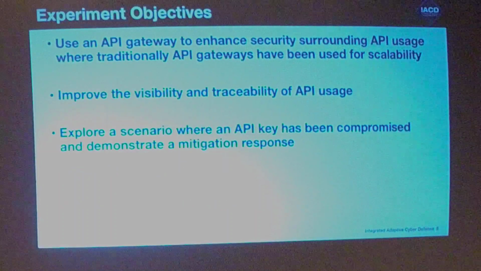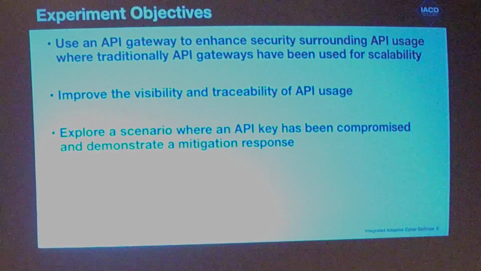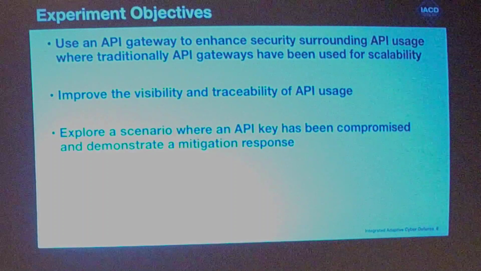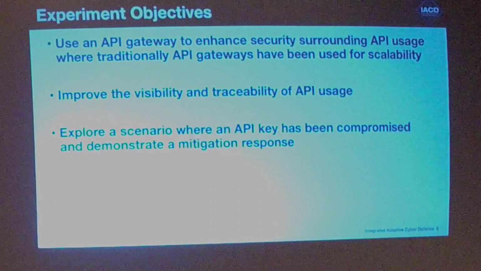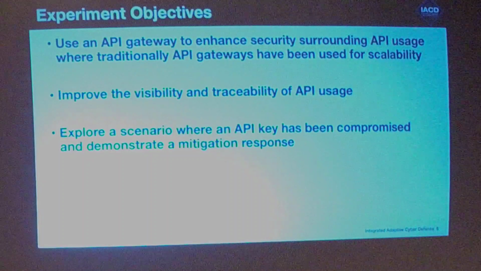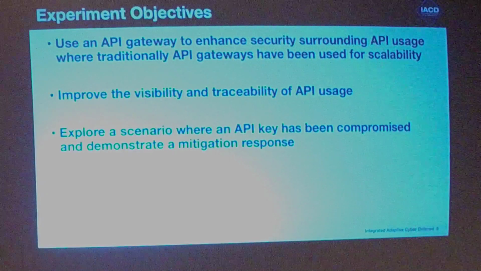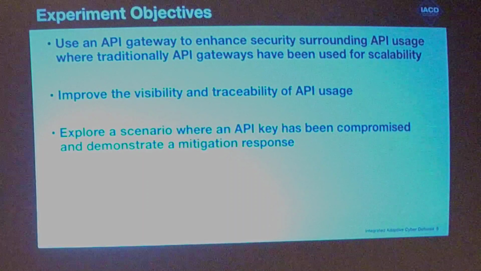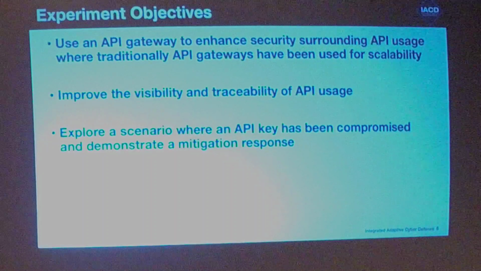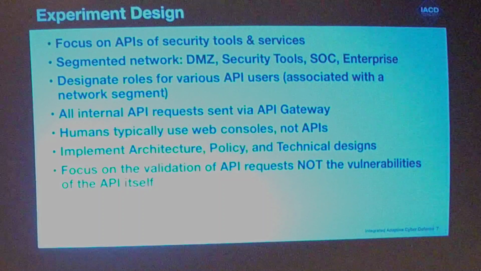So our experiment was we wanted to use an API gateway to better understand what APIs are being used on our network and how we can gain further insight into exactly how secure they are, how securely they're being used. We wanted to improve the visibility and traceability of the usage, and then explore scenarios of detecting a compromised API key and then mitigating that response in an automated fashion. So again, we're focusing on the APIs of security tools.